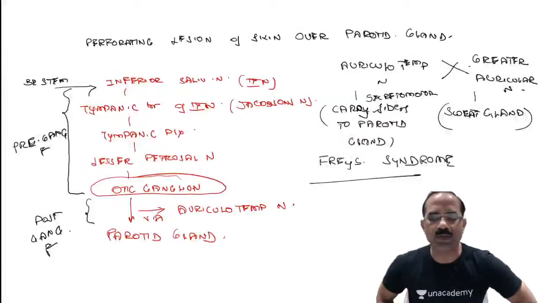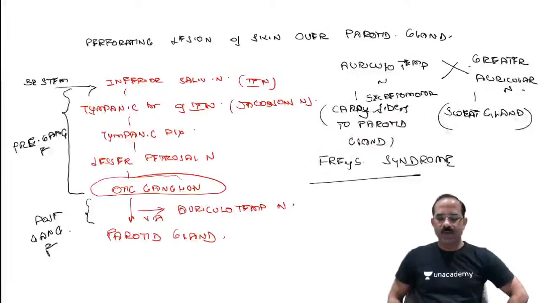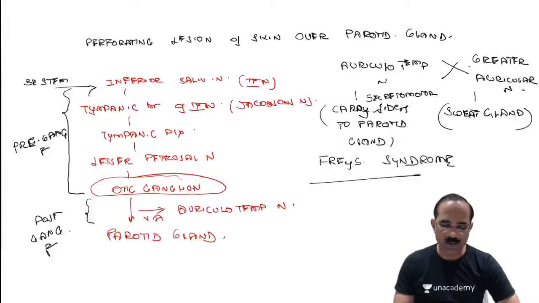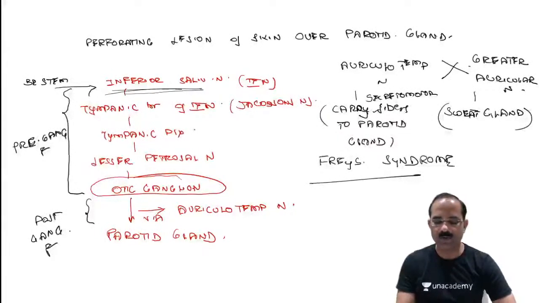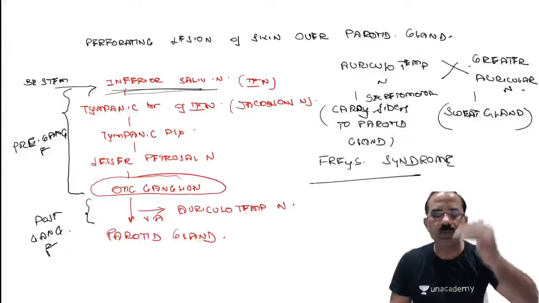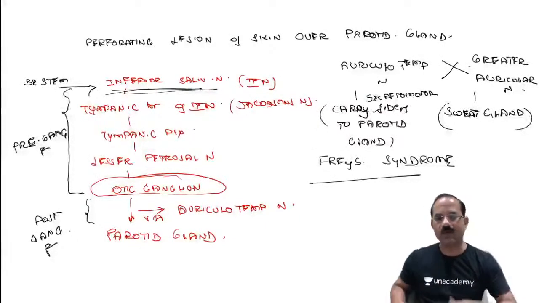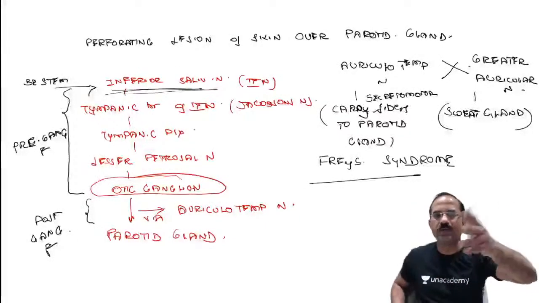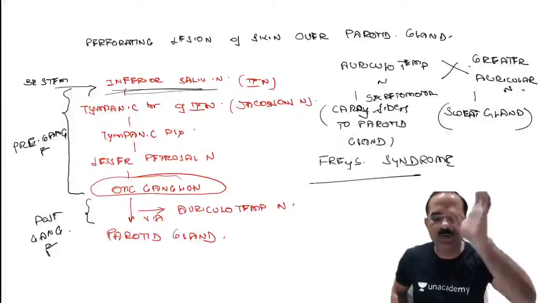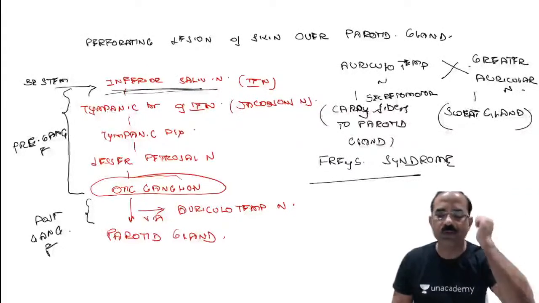This is what I want you to understand. So these are the preganglionic fibers. They begin in the inferior salivatory nucleus, and the postganglionic fibers from the otic ganglion are carried by the auriculotemporal nerve. I hope this is clear to you.